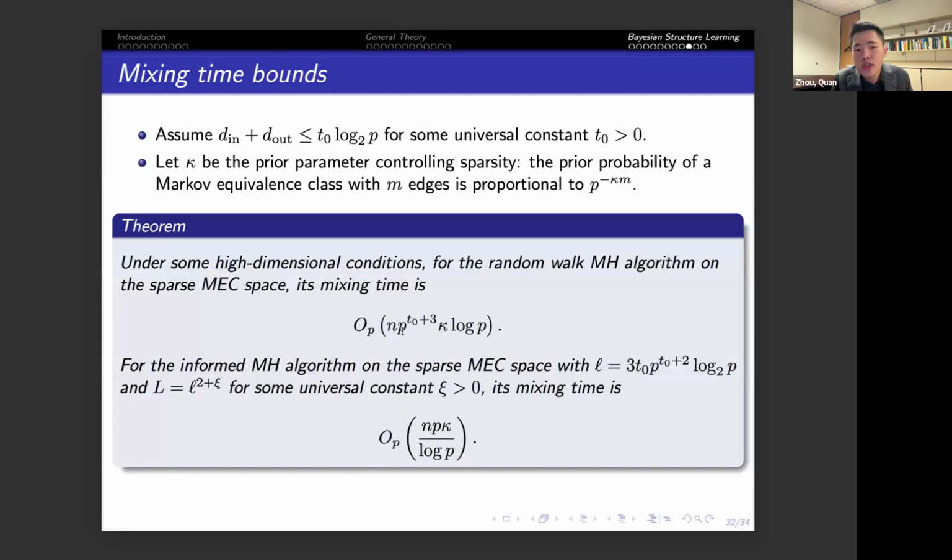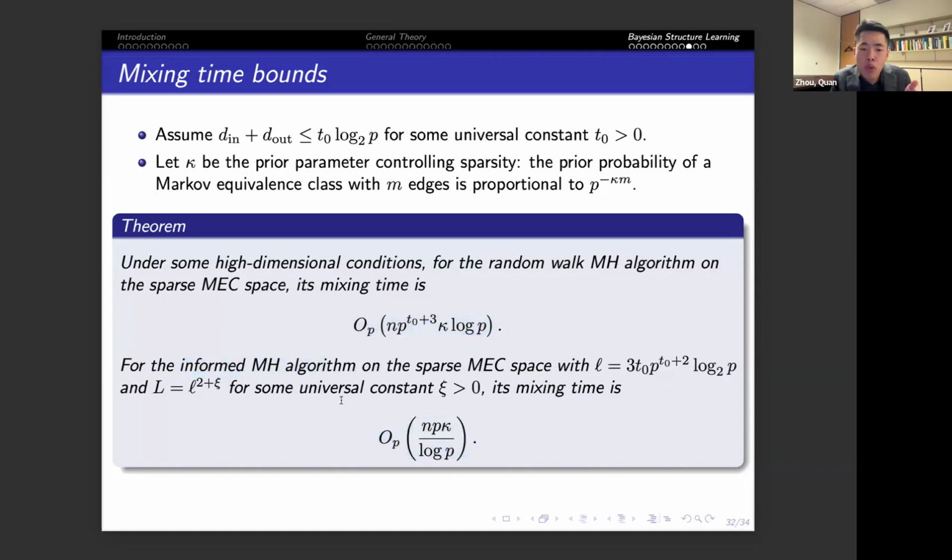And then under these conditions, we will be able to verify the so-called weak local consistency condition I was proposing in the general theoretical framework. And then we can derive the mixing time bounds for both the random walk Metropolis-Hastings algorithm and the informed Metropolis-Hastings algorithm. Basically, all you need to do is plug in those bounds, which involve the priming, and then you do an explicit calculation for figuring out the order of the minimum posterior probability, and then you obtain your mixing time bounds.